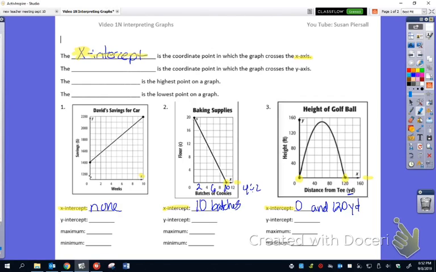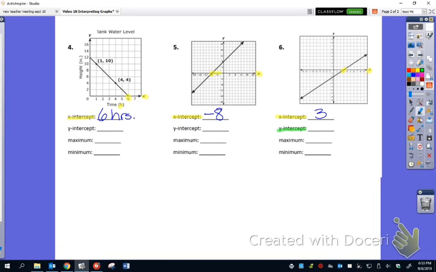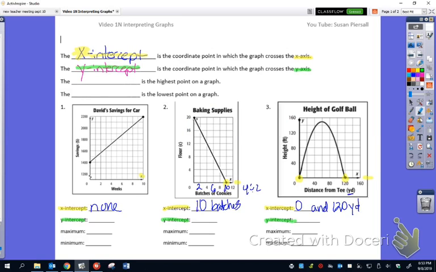So now we're going to go to the y-intercept. As you can guess from the x-intercept, the y-intercept touches the y-axis. So we're going to use the green highlighter this time. The y-intercept touches the y-axis. So I'm going to go through and highlight the y-intercept, and then we're going to look for the y-intercept. Okay? So let's go back to number 1. Where does it touch the y? Now remember, the y is up and down. Okay, so where does it touch?